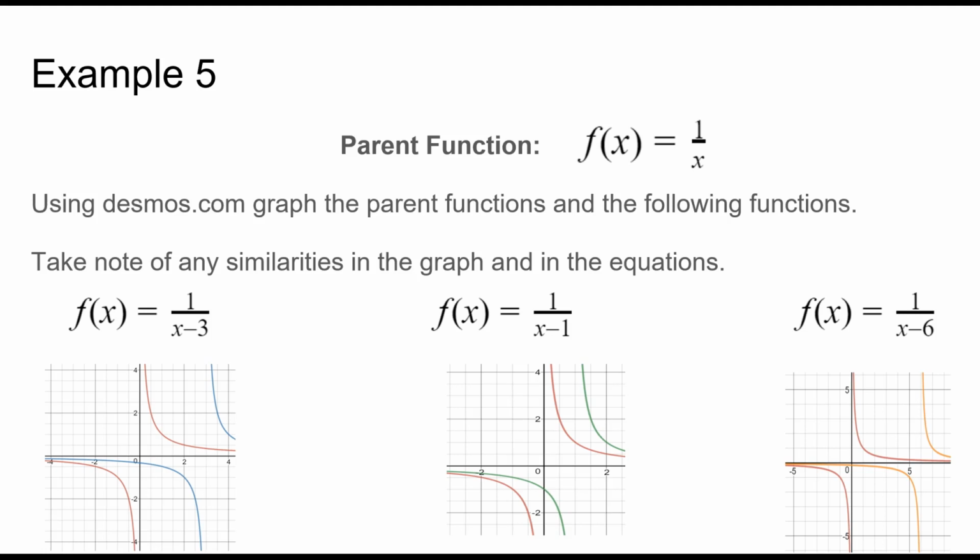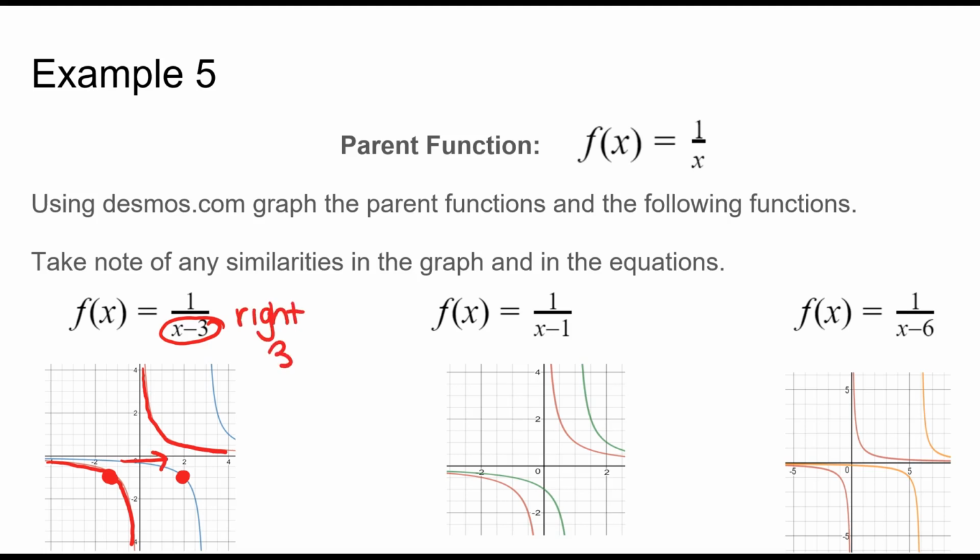So the parent function is here in red. What I want you to keep track of is maybe one point. Maybe you grab this point here and we'll watch it move. So this point moves over here. All right, and then let's think, okay, we have this -3. It looks like it moved in this direction. It moved to the right 3.